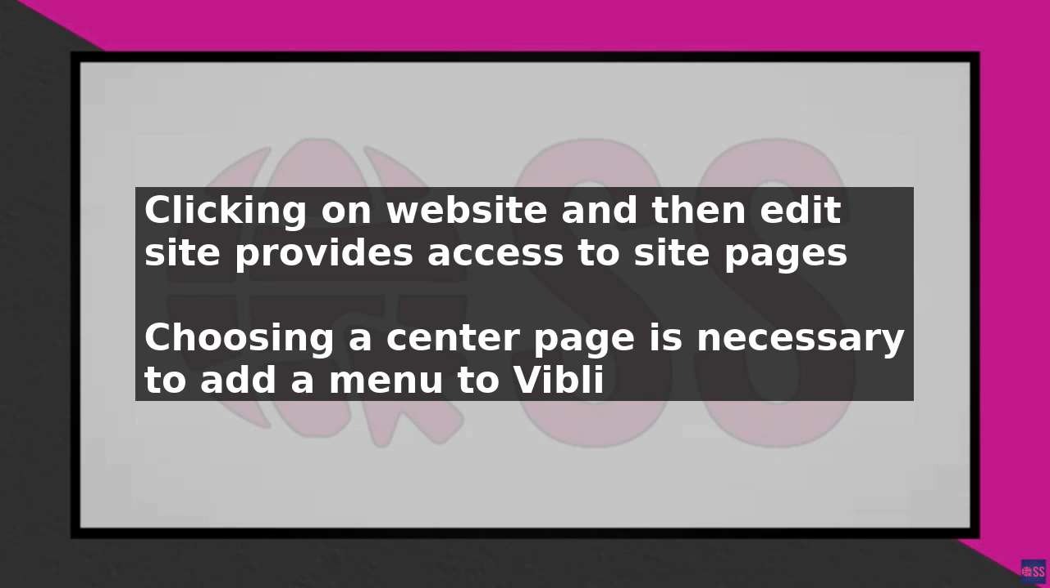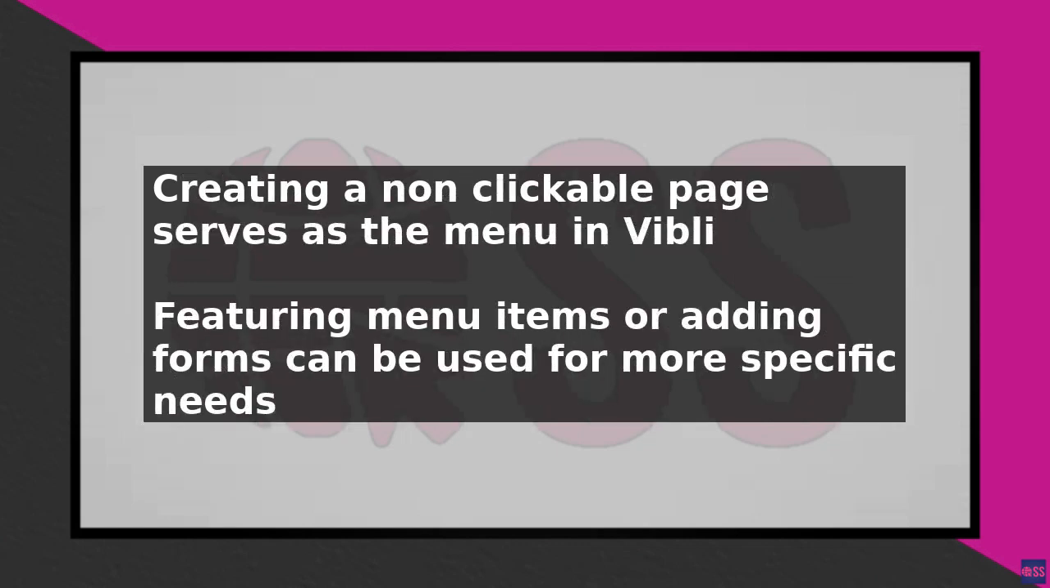Once logged in, you'll see various options on the left, including Overview, Website, Items, Orders, Fulfillment, Reports, Marketing, Communications, and Settings, as well as Upgrade, Support, and Setup Guide options at the top right. Click on Website and then Edit Site to access your site's pages.